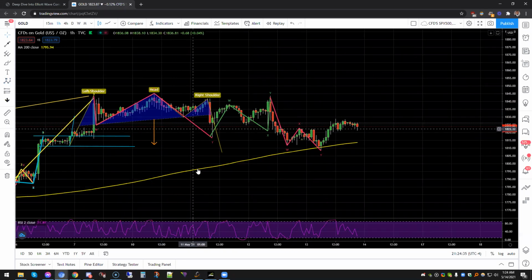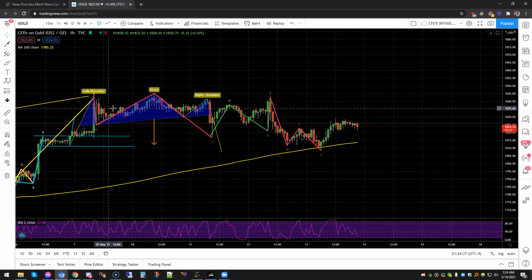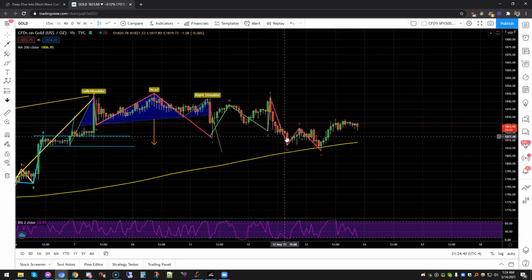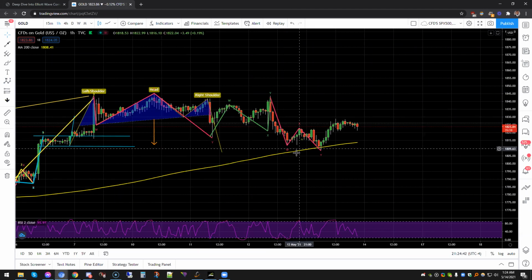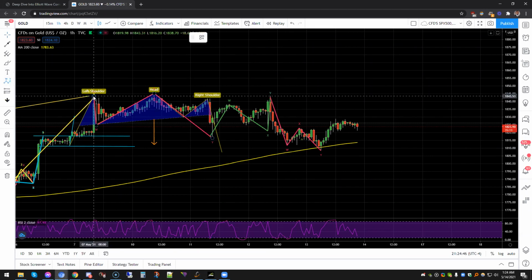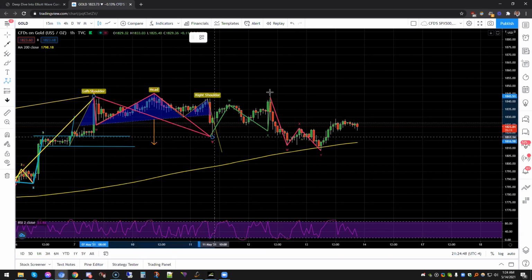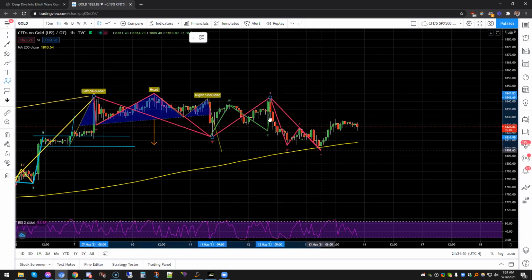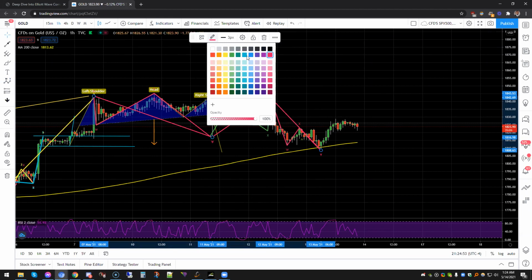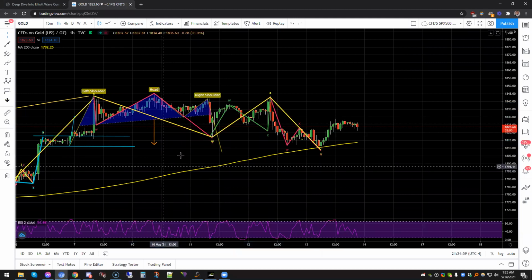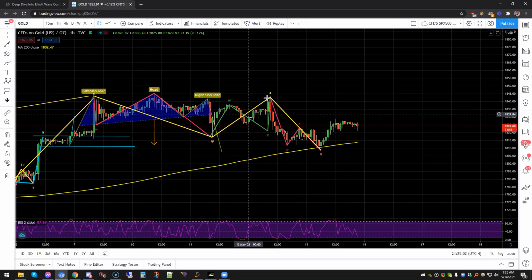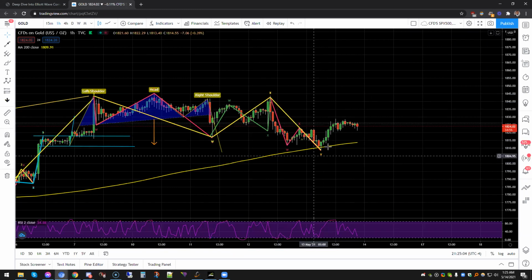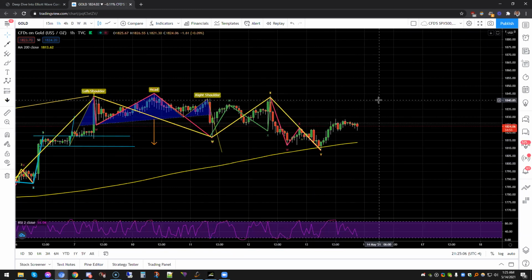And this is what builds our flat pattern correction, which could also be considered a WXY. According to the Elliott wave theory, this entire wave could be W, X, and Y like that. I'll use yellow in this case, right? So this could just be a big WXY correction, and we start moving to the upside.